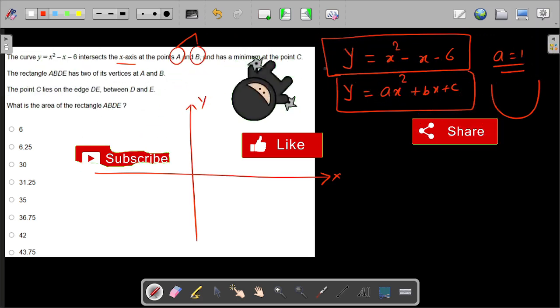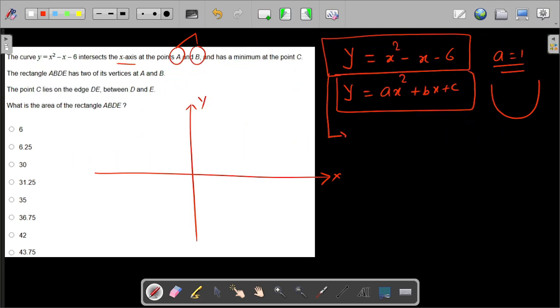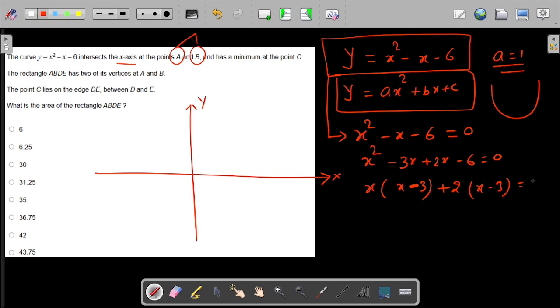So to draw the rough diagram, first I'm going to find the roots. What are the roots of this equation? I equate it with 0, so I will try to factorize this. So I write x square minus 3x plus 2x minus 6 equals 0. Taking x common, x minus 3, plus 2 common, x minus 3, should be equal to 0. So we get x minus 3 times x plus 2 equals 0. So the roots are basically minus 2 and plus 3. So these are the two roots.